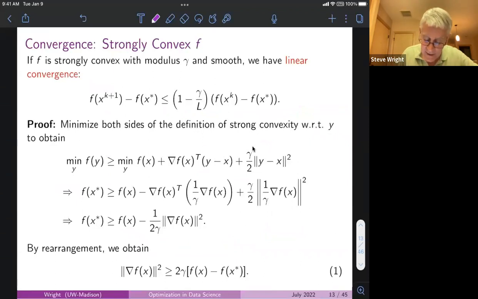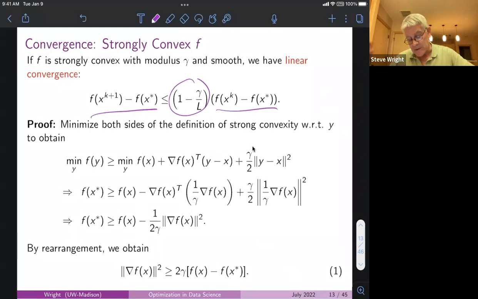Now, when you're dealing with a strongly convex f, this is a function f that's bounded above and below by convex quadratics. The lower bound has curvature gamma, the upper bound has curvature L. You're actually able to prove something even stronger. You're able to show that the difference between f of xk plus 1 and f of x star is less than or equal to some fraction less than 1 times the difference between f of xk and f of x star. So you're actually making a substantial improvement of at least a certain factor, strictly less than 1, at every iteration. And again, you can do that.